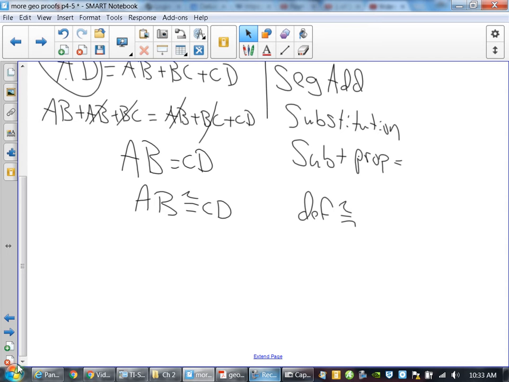We've done this proof before, but I think we started it where you had to show AB was equal to BC, and you just had to do a substitution that way to get to multiplication. You just kind of go in the other direction.